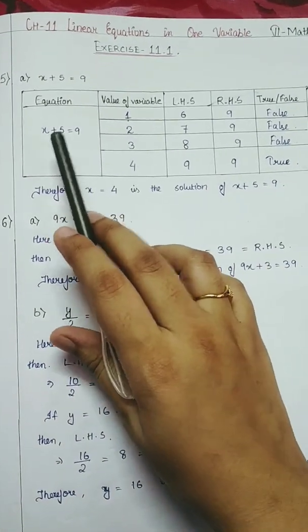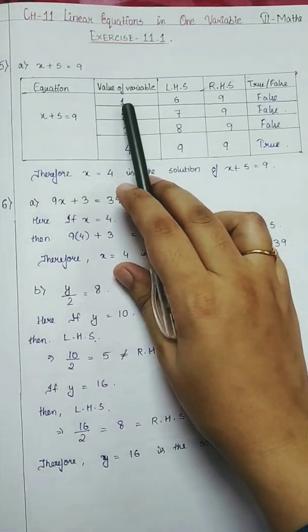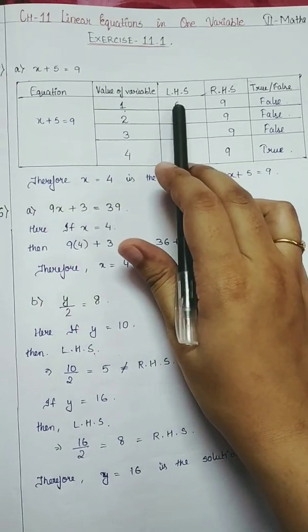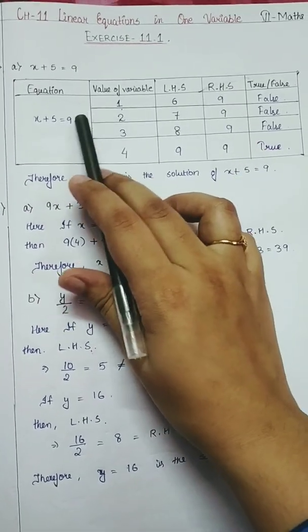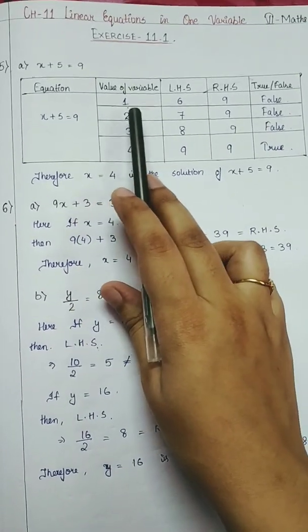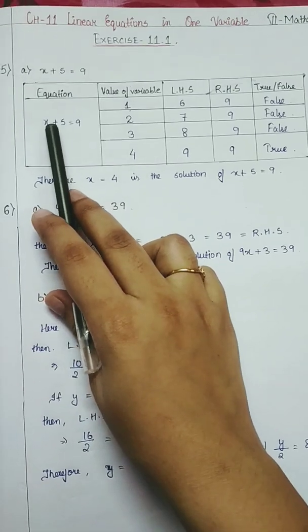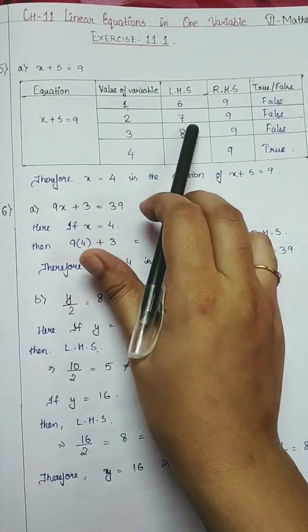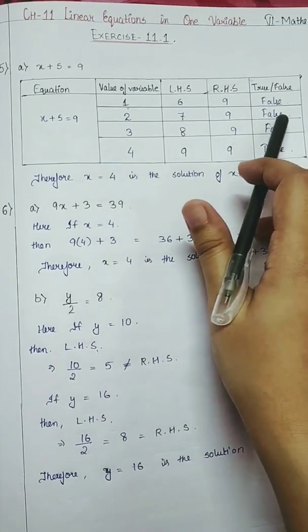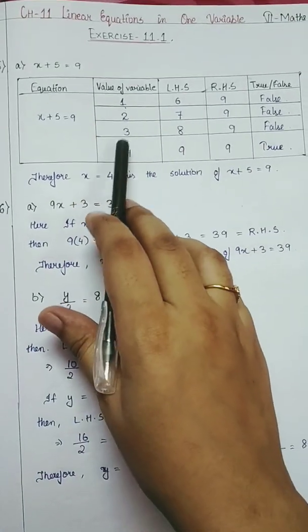So let's start. x + 5 = 9. So x is equal to 1 when we are putting. So 1 plus 5 is 6. So our answer is 6, but the RHS value is 9. So they are not equal, so we'll write false. Then let's put 2 for the value of x. So 2 plus 5 is 7. Again the RHS is 9, again both are not equal, so we'll write false.